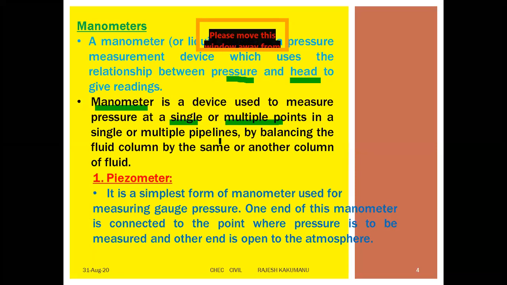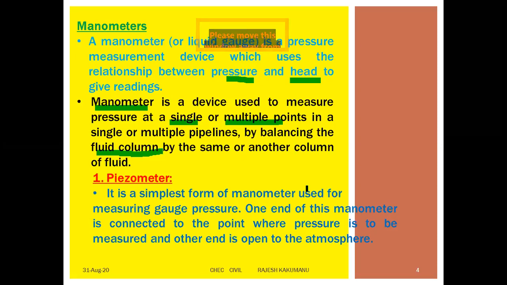Okay? Or once the college is opened, if you come to the fluid mechanics lab, there also you can see how the manometer reading takes place, how the pressure gauge measurement readings take place. Don't worry about that. So these are the devices used for measuring the pressure only at single or multiple points, or in single or multiple pipelines, by balancing another fluid column placed near the original container to be measured. Okay? Next, in the manometer we will see the first thing, which is a piezometer.